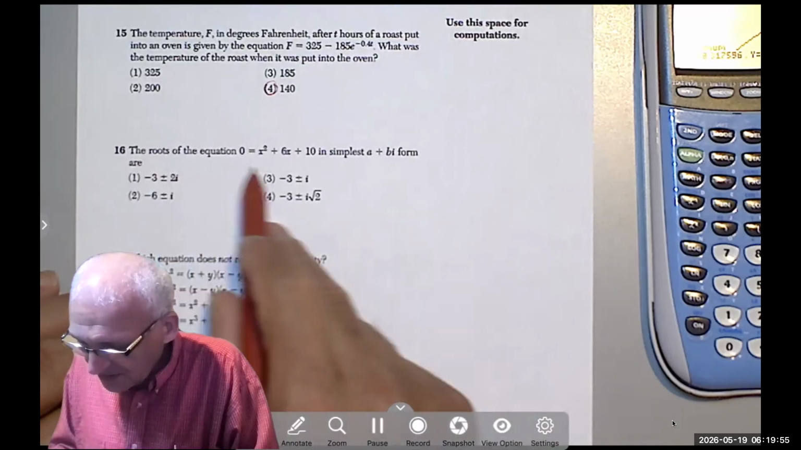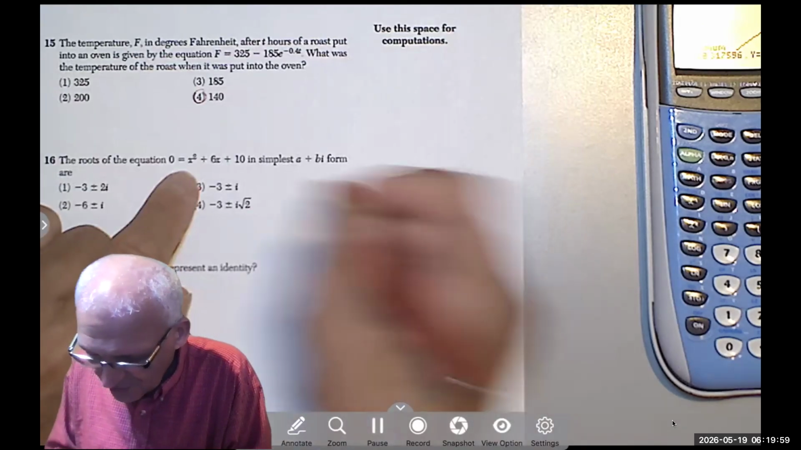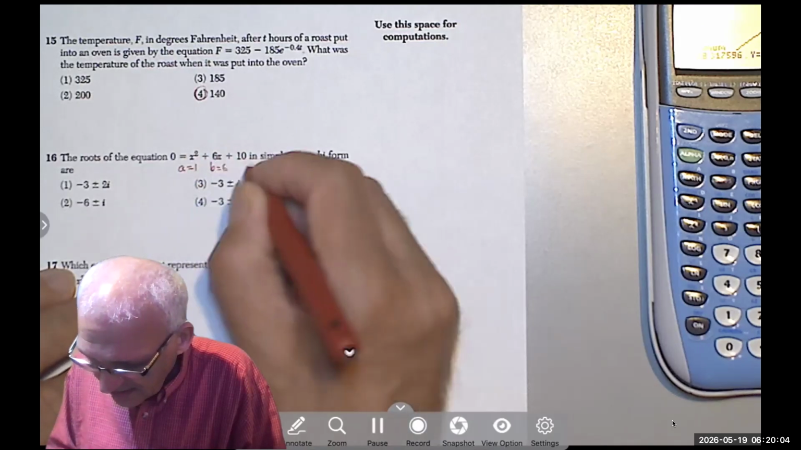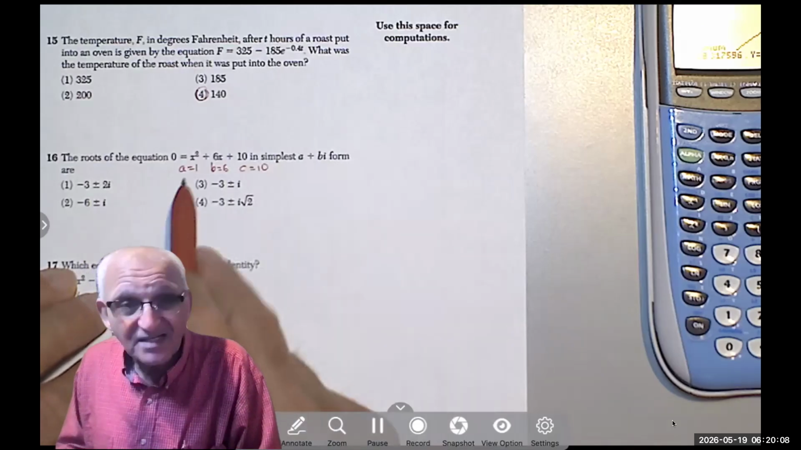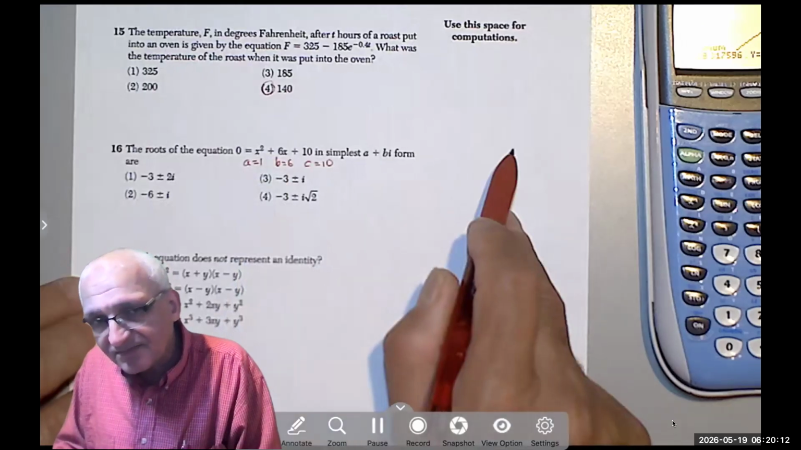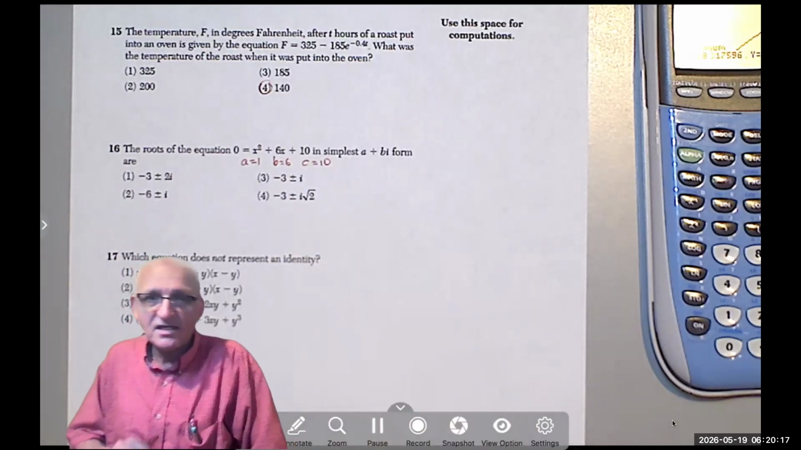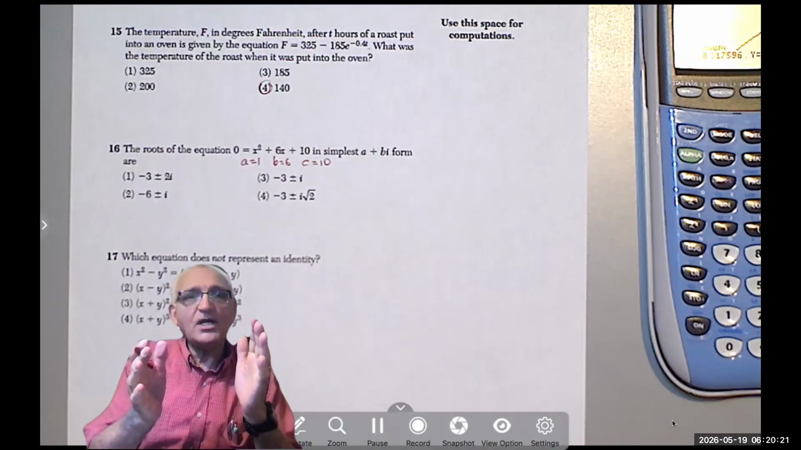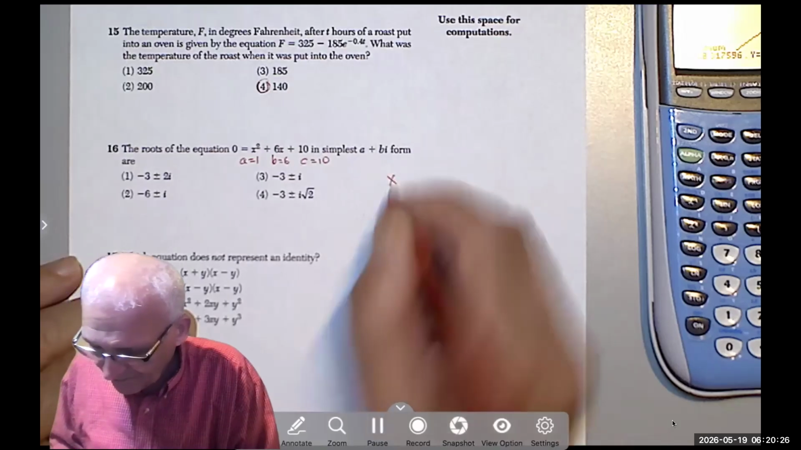The roots of this equation in simplest a plus bi form are, so of course, a here is 1, b is 6, and c is 10. Sometimes they can give you the equation x squared plus 6x equals negative 10. So the negative 10 is on the other side, and a student would say c is negative 10. No, you have to move them all to one side of the equality and then find x.